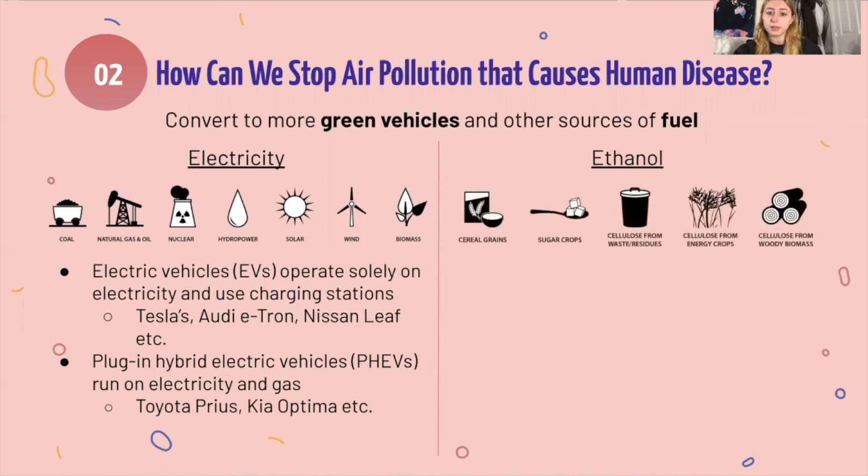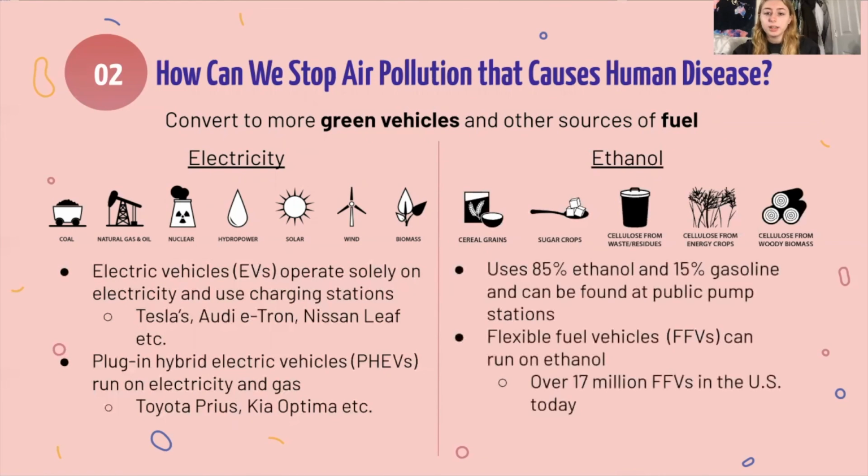Another one is ethanol, which can be created from things such as sugar crops and cellulose. And it's 85% ethanol and 15% gasoline, and this can be found at many public pump stations. And they can be used in flexible fuel vehicles. And there's over 17 million flexible fuel vehicles in the US today, and many people do not know that their vehicle can take ethanol.